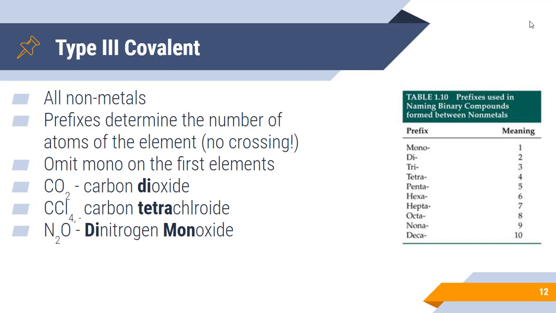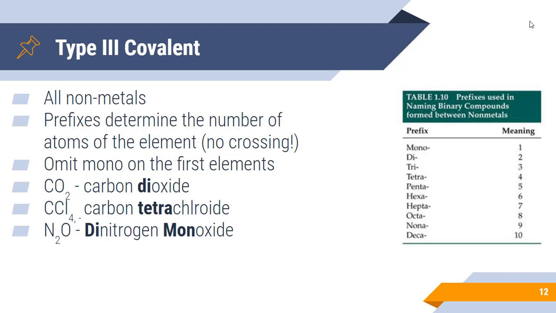The next ones we're going to look at are type 3, which are covalent. Remember, these are all nonmetals, so you're not going to find a single metal in this. Everything to the right of the stair step will be in these compounds. In this instance, we use prefixes to determine the number of atoms of the element, so you don't cross any charges. There's no charges involved at all. We just look at the number of atoms, and that determines the prefix we put in front.